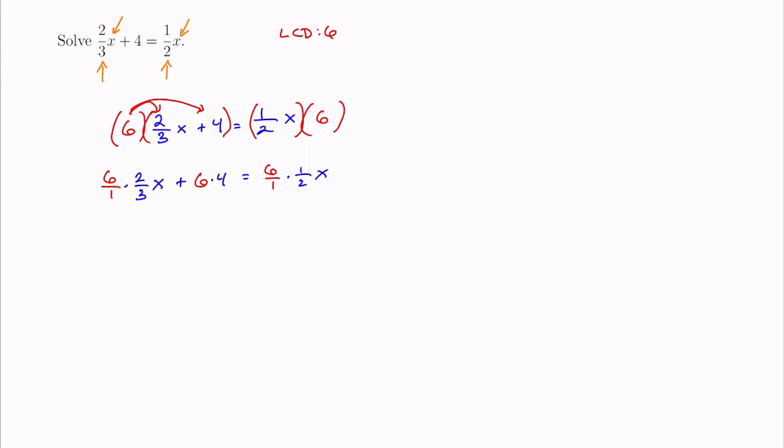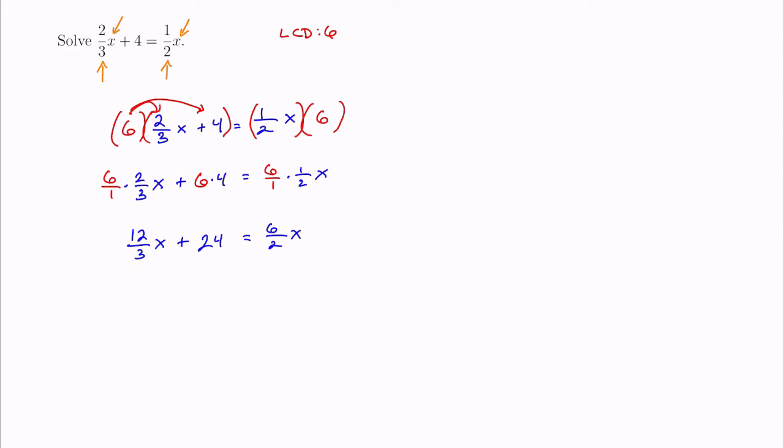When we multiply those fractions together, 6 over 1 times 2 over 3 gives us 12 over 3. So we'll have 12 over 3 x plus 6 times 4 is 24, and that's going to equal 6 over 1 times 1/2 will be 6 over 2 x.